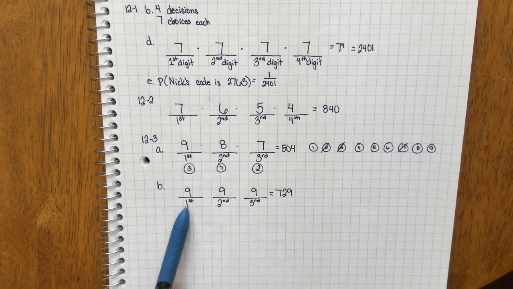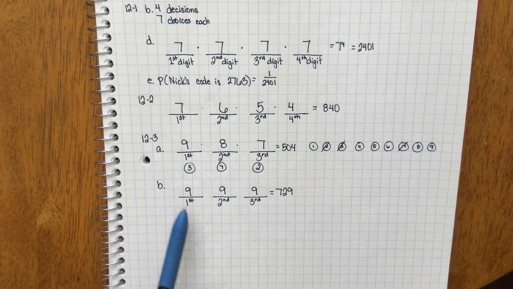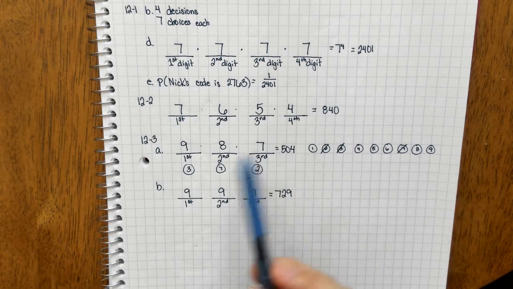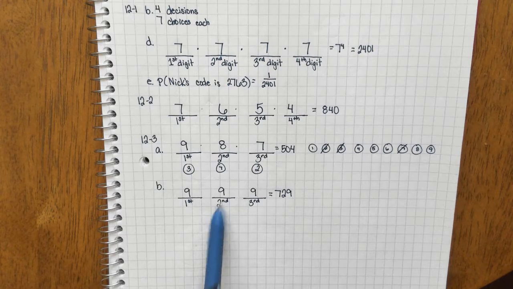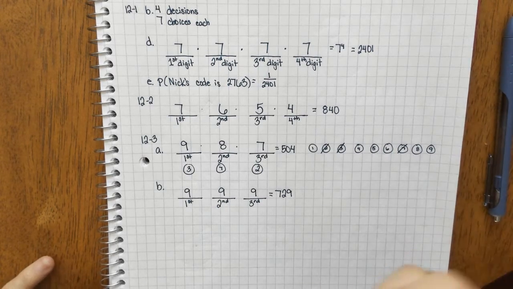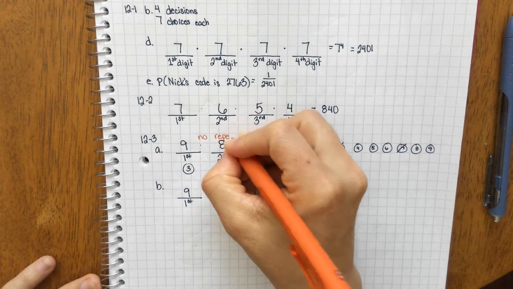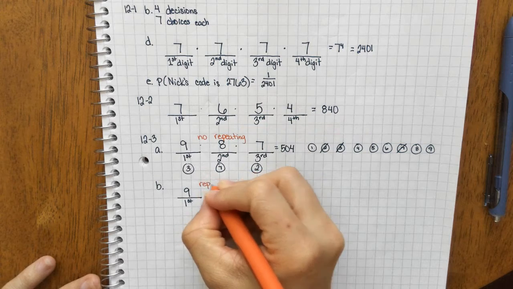Again, they're similar and they both have 3 decisions to be made. They both have 9 options. This one stays at 9. This one goes down. You're not allowed to repeat. Repeating is okay. So this is no repeating. And this is repeating.